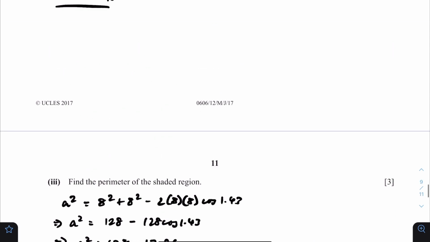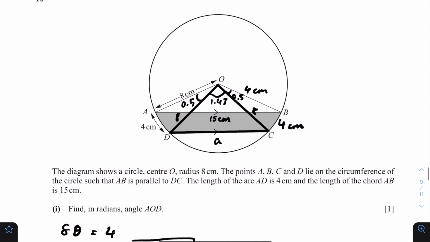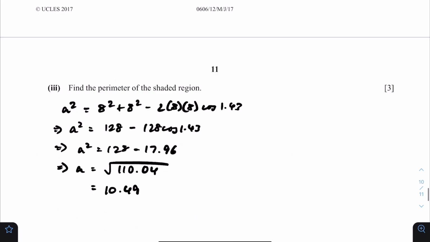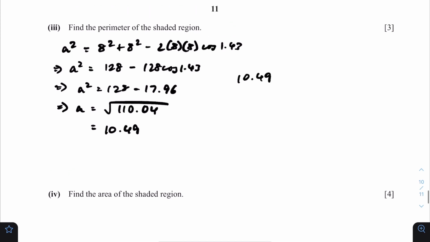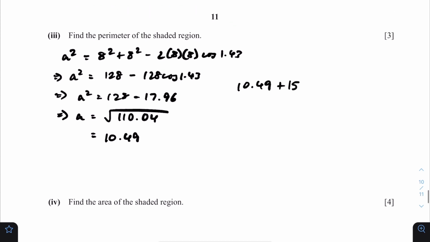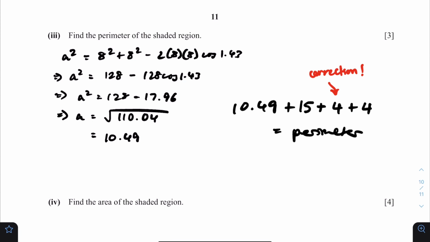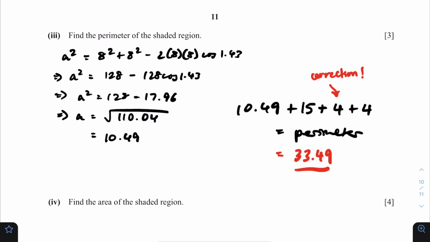So now we know what the perimeter is, we just need to add them up. So 10.49 plus 15 plus 0.4 plus 0.4 equals perimeter. And that's equal to, let's just put this into our calculator, that's equal to 26.29 cm.